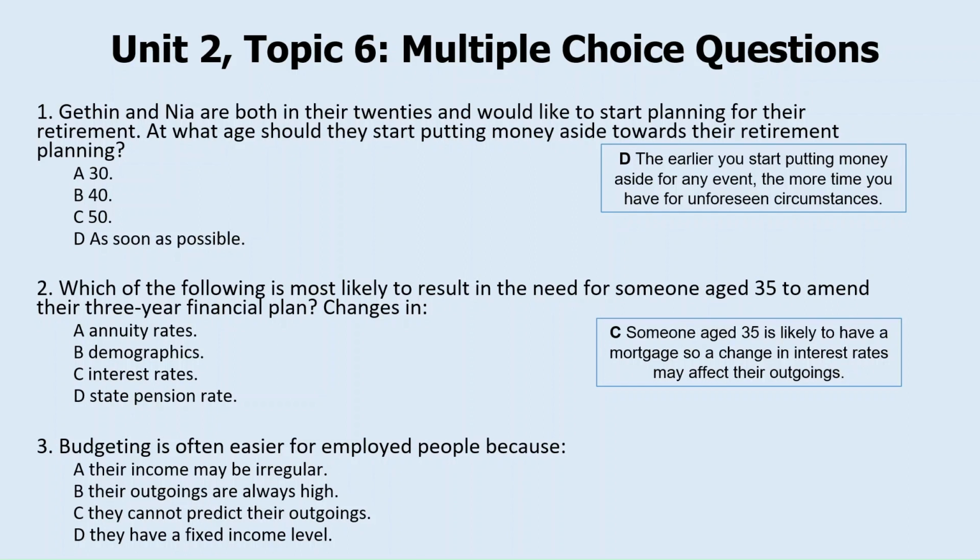And question number 3. Budgeting is often easier for employed people because A. Their income may be irregular, B. Their outgoings are always high, C. They cannot predict their outgoings, or D. they have a fixed income level? The answer to question number 3 is D. Employed people tend to have a fixed level of income.